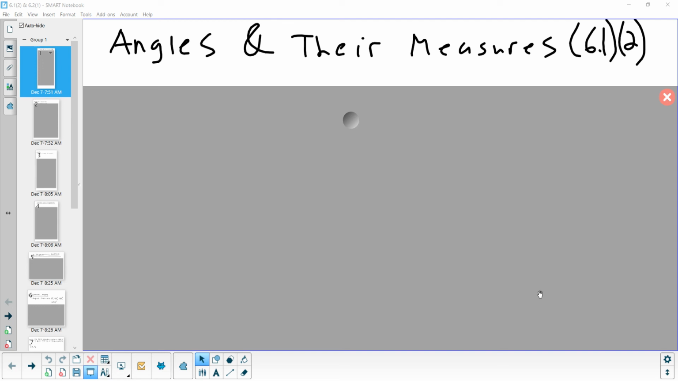So that'll be the big thing in 6.1. And then in 6.2, we're going to take a look at, what are we doing? Unit circle. So we'll start unit circle and we'll finish it on Monday.